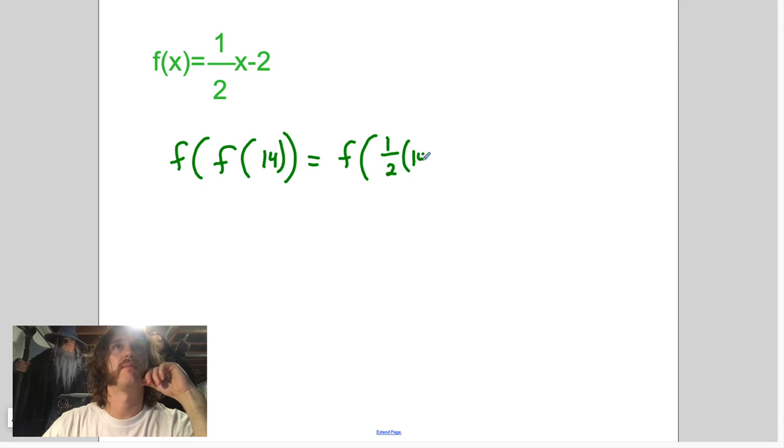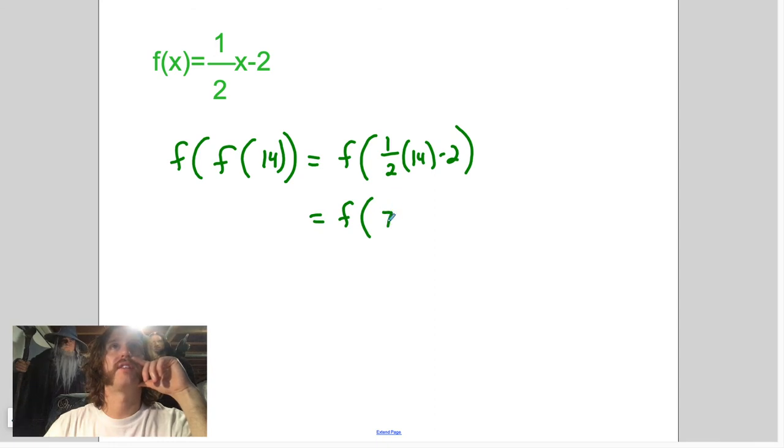You get 1/2 times 14 minus 2. That is f of, half of 14 is 7. Easy peasy. Minus 2, no problem. Okay, then you get, that's f of 5. Okay, so now we know what f of 14 is, so we can send, it's 5, so we can send that off to our function, and we'll get 1/2 times 5 minus 2.